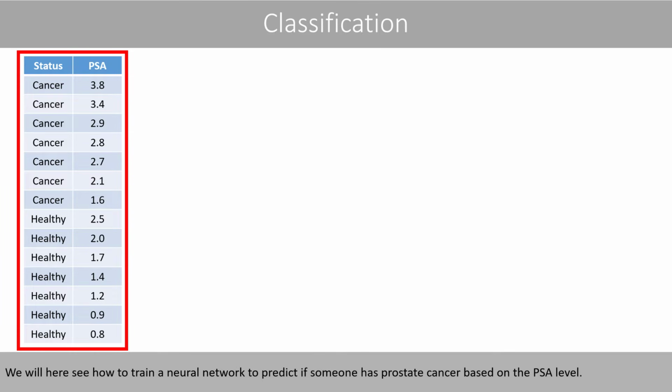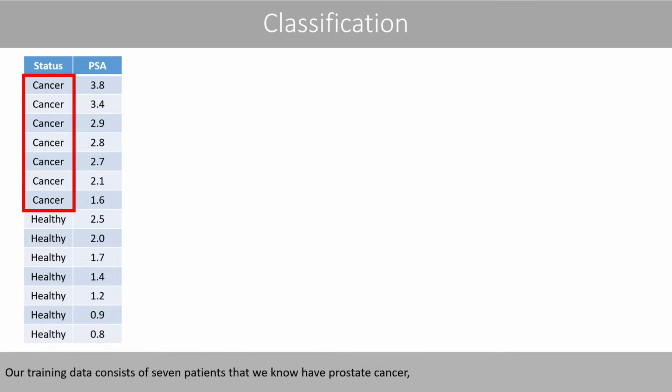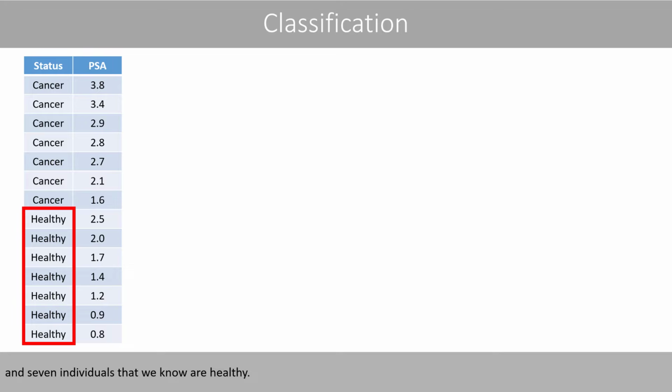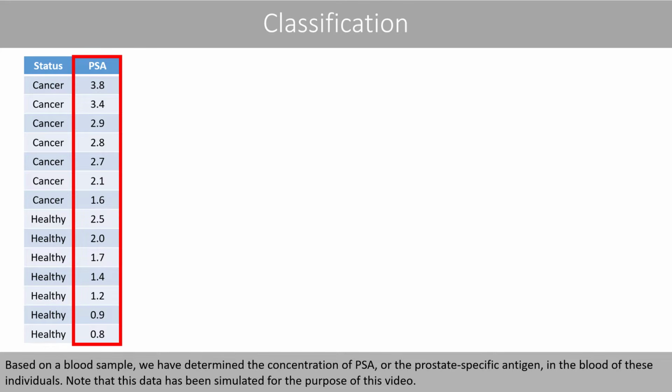We will here see how to train a neural network to predict if someone has prostate cancer based on the PSA level. Our training data consists of 7 patients that we know have prostate cancer, and 7 individuals that we know are healthy. Based on a blood sample, we have determined the concentration of PSA, or the prostate-specific antigen, in the blood of these individuals. Note that this data has been simulated for the purpose of this video.